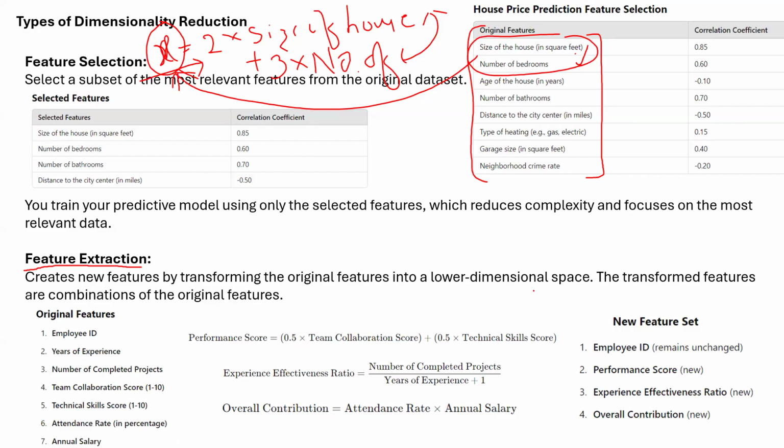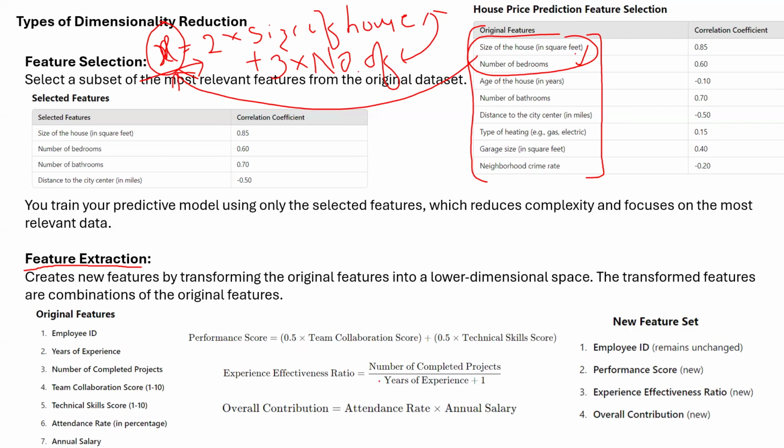How we actually achieve this is a different story, but here the most important thing is for you to understand what feature extraction is. The transformed features are combinations of the original features. That is what we have seen.